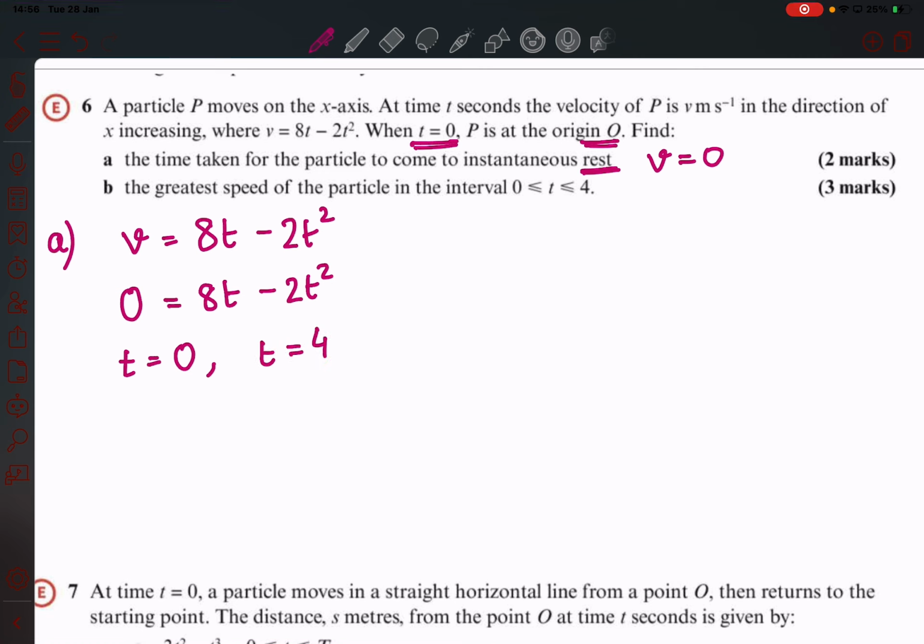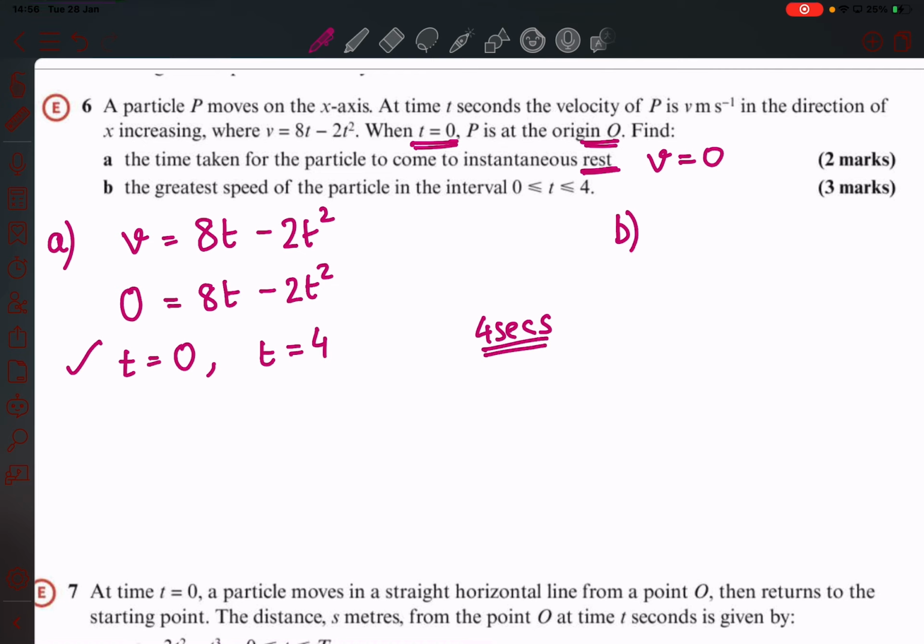Now, why do those answers make sense? Because at t equals 0, you're only starting and you know you're starting from rest. So that sounds about right, because at your initial position, at the beginning of time, you are at rest. That is why you get the value t equals 0. And then when is the next instance when you become at rest? That is when t is equal to 4. So the time taken for the particle to come to instantaneous rest would be 4 seconds.